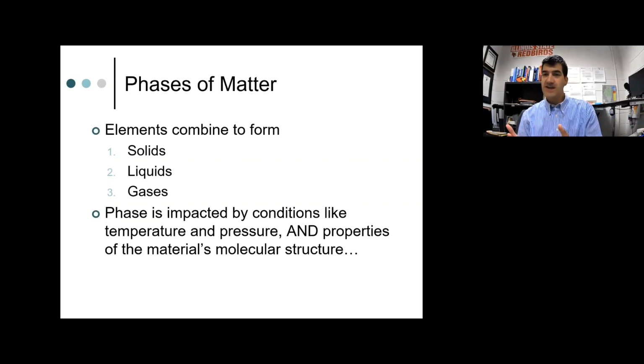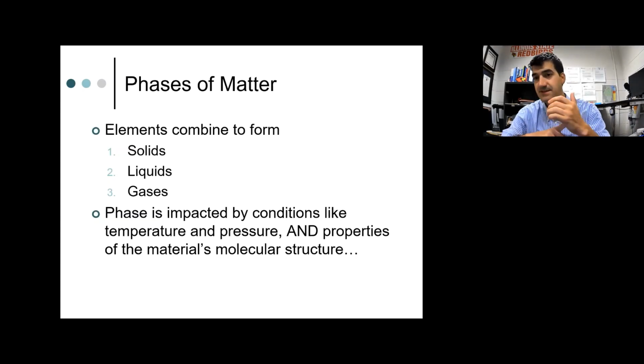So the phase of a material, obviously it's impacted by things like temperature. It's also impacted by pressure. You know this because if you go to Denver, Colorado, things boil and freeze at a slightly different temperature, which is why on the back of a box of brownie mix, you will see high elevation instructions because things boil and freeze at different temperatures.